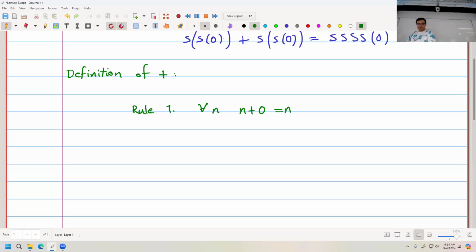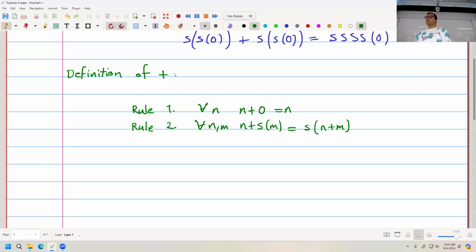And my second rule is this. I say for every 2 natural numbers n and m, n plus the successor of m is the successor of n plus m. Do you see why this defines addition for every pair of numbers?